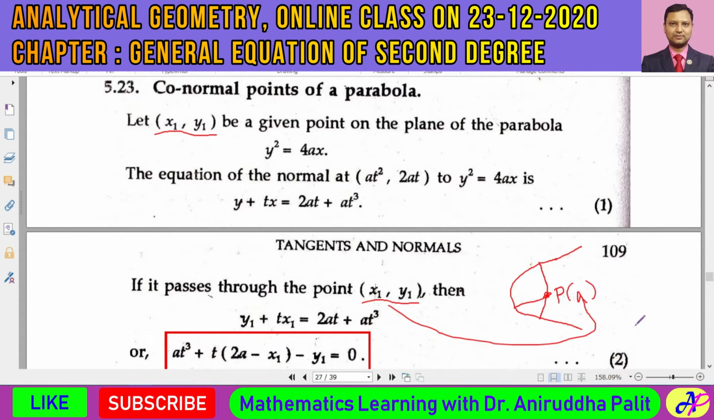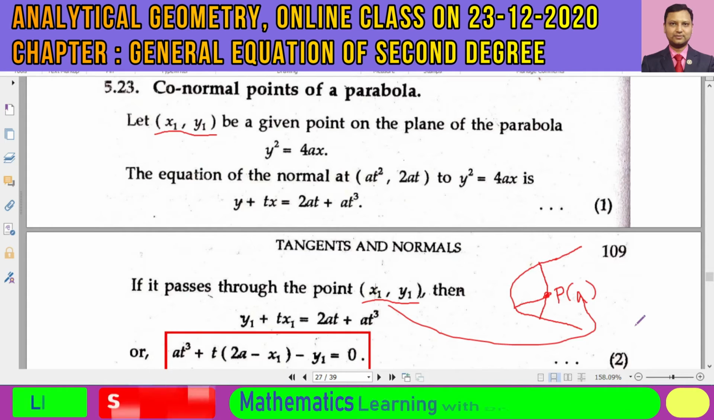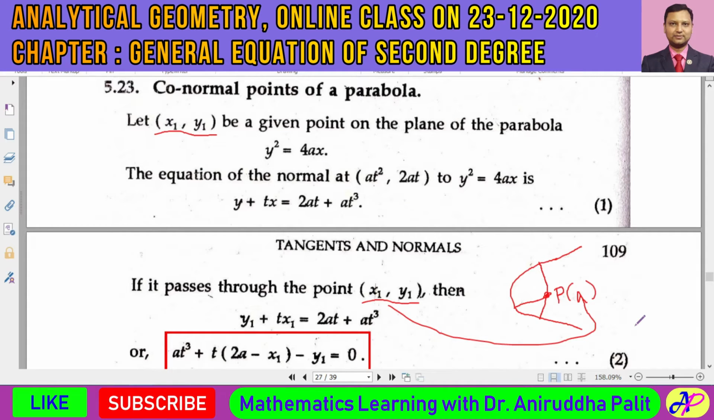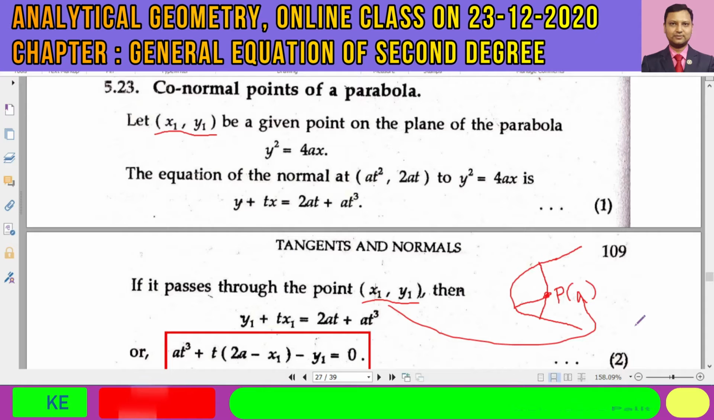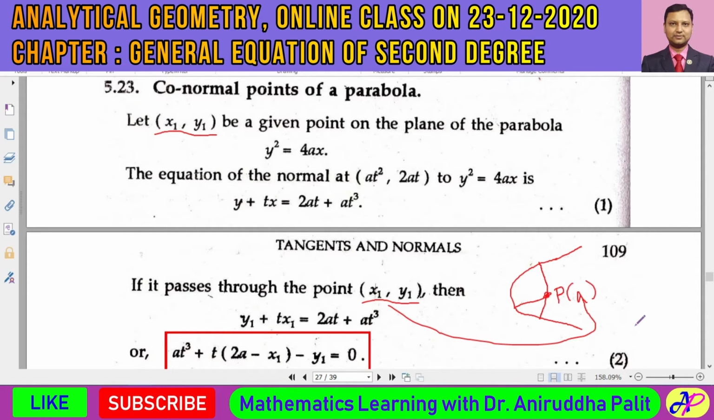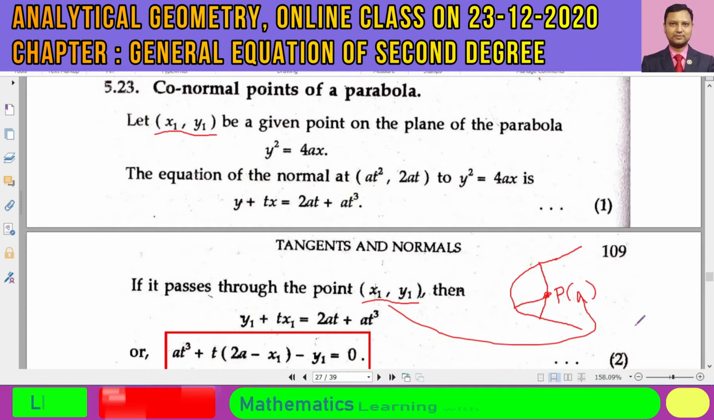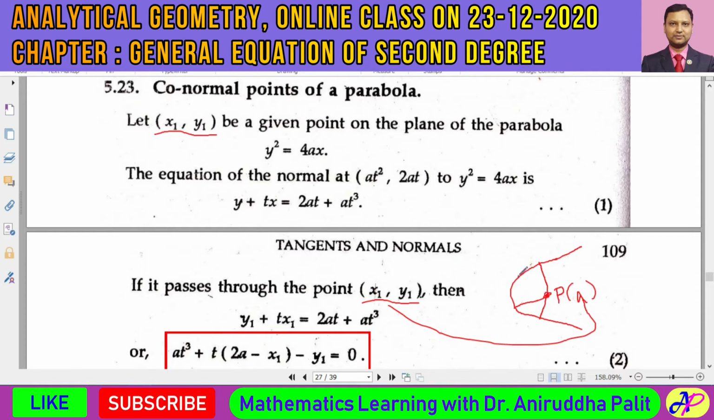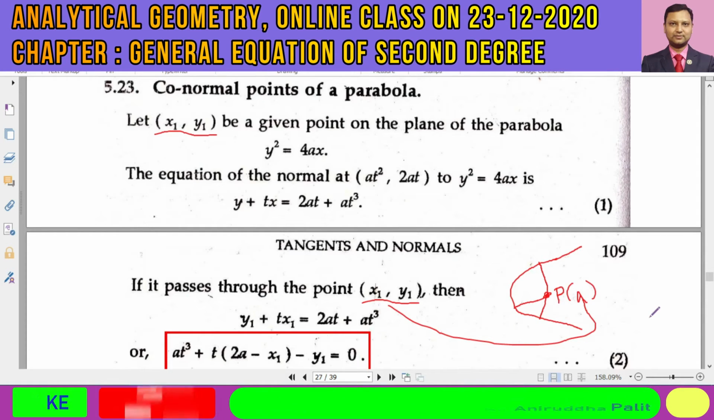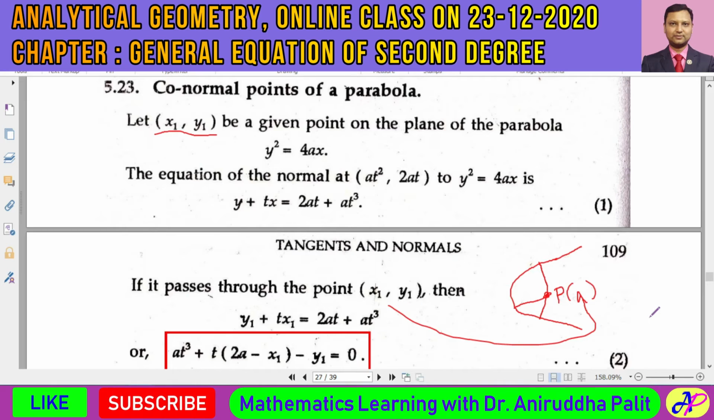We are going to prove this result. In fact, this is a very important result that can be selected as an objective question in your examination. Maybe 3 marks or 2 marks or at most 4 marks. It should have maximum 3 marks, I think. Three normals can be drawn on this kind of parabola. Now, how to prove this result?